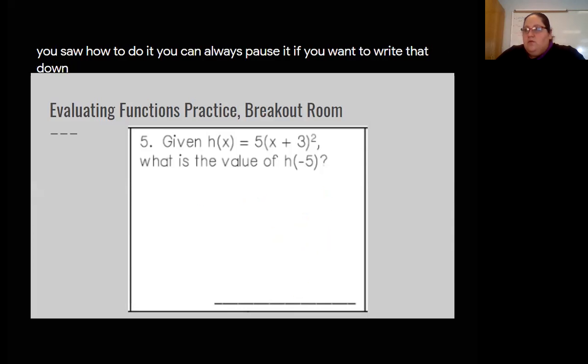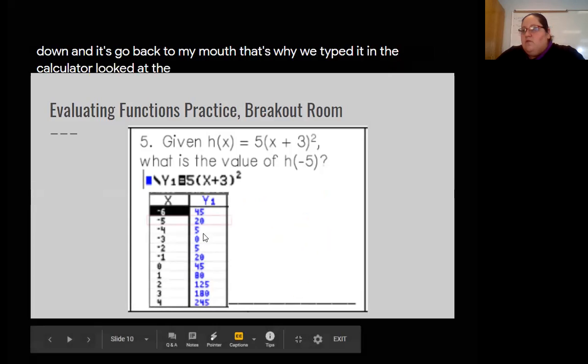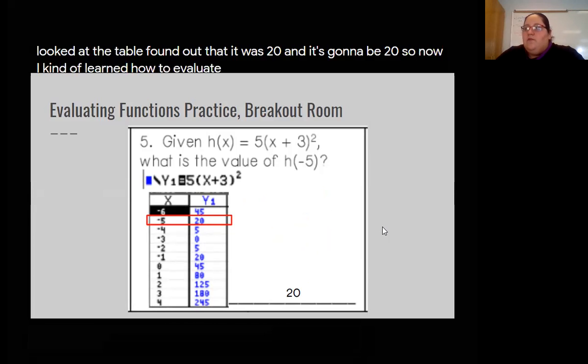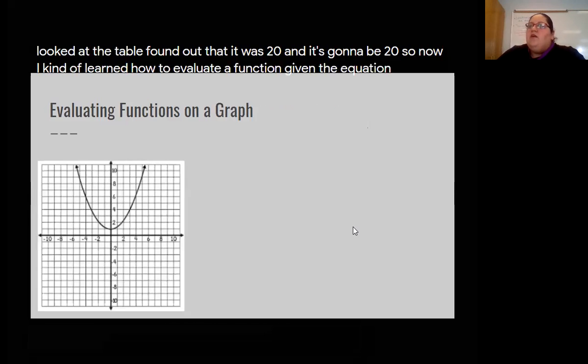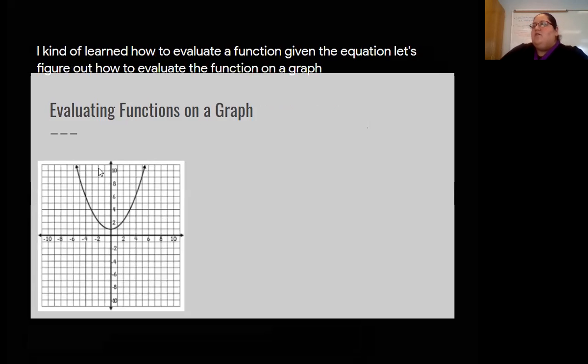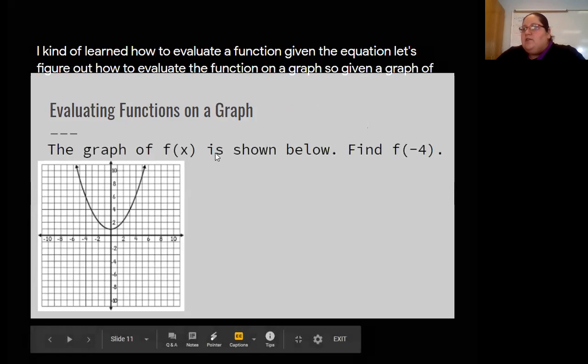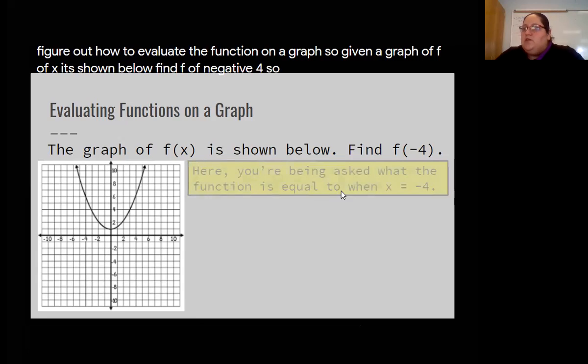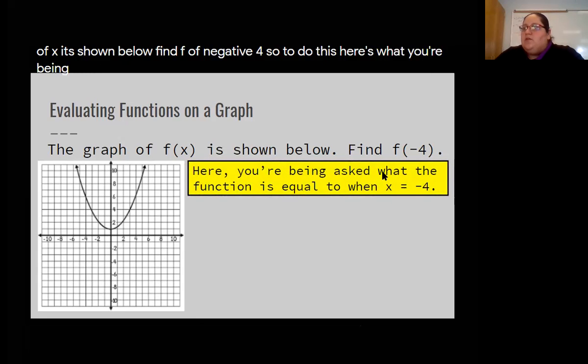And let's go back to my mouse. And so we typed it in the calculator, looked at the table, found out that it was 20, and it's going to be 20. So now we kind of learned how to evaluate a function given the equation. Let's figure out how to evaluate the function on a graph. So given a graph of f of x, it's shown below, find f of -4. So to do this, here's what you're being asked, is what the function is equal to when x equals -4.